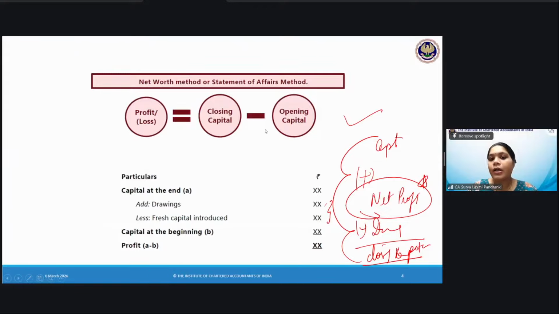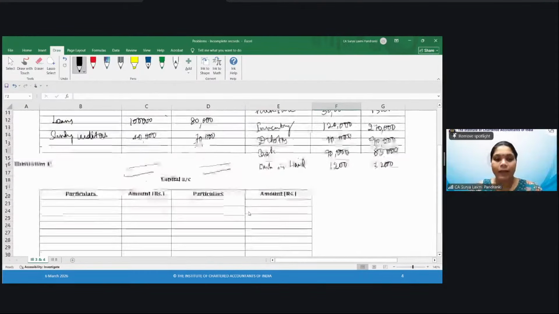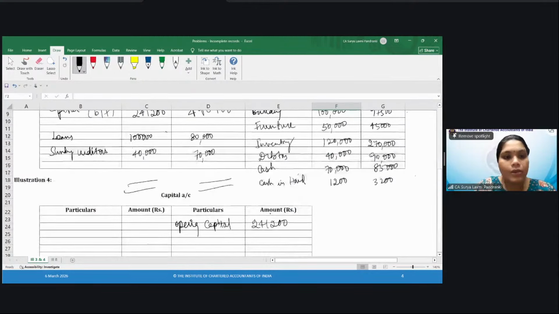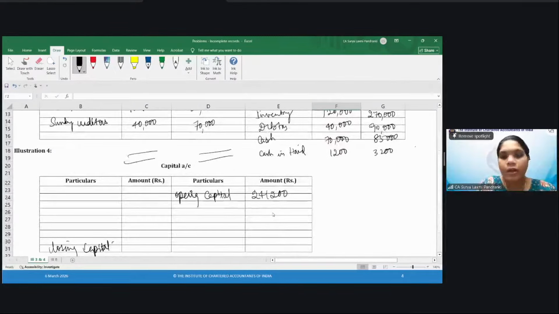How will you calculate profit? Closing capital minus opening capital, and if you have any other adjustments you can take those and calculate the profit. So we are going to apply that method now. What is the closing and opening capital? We can take it from here. Opening capital and closing capital, tell me the values. We have already done this. 241,200 is opening, closing is 440,700.